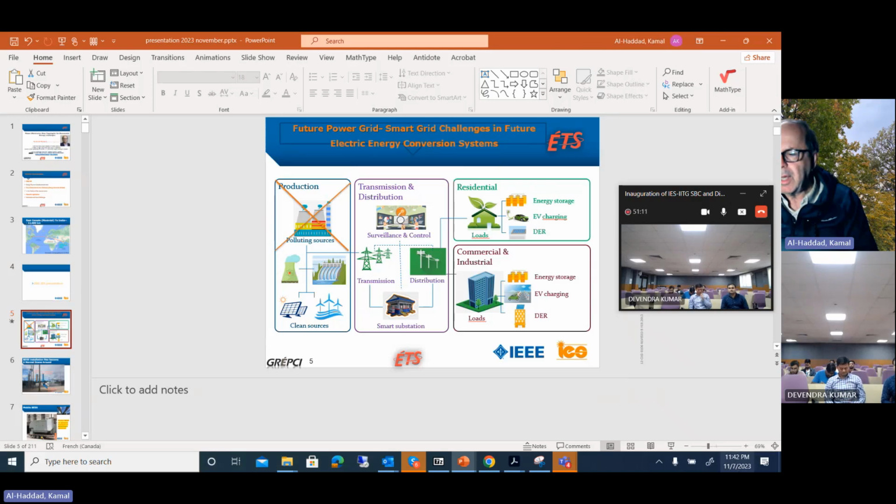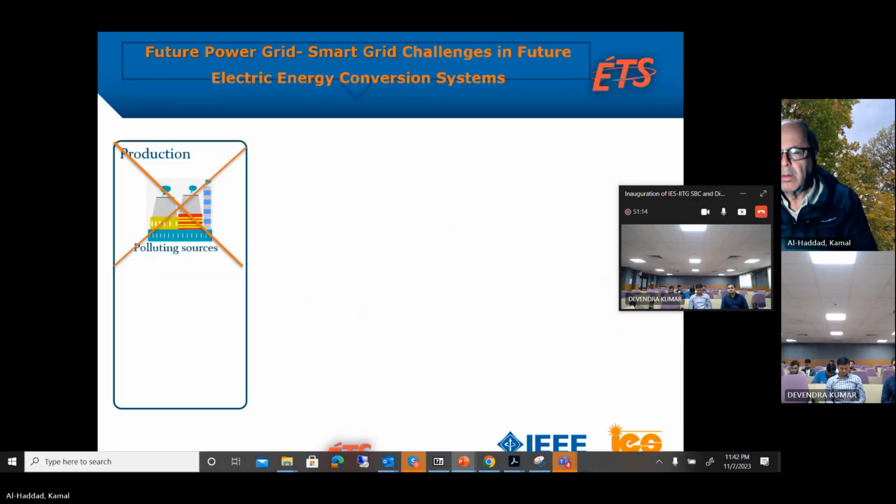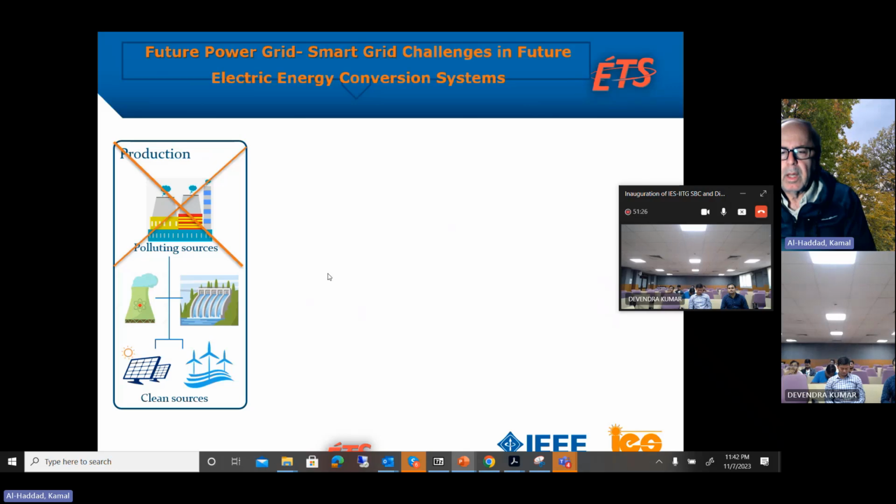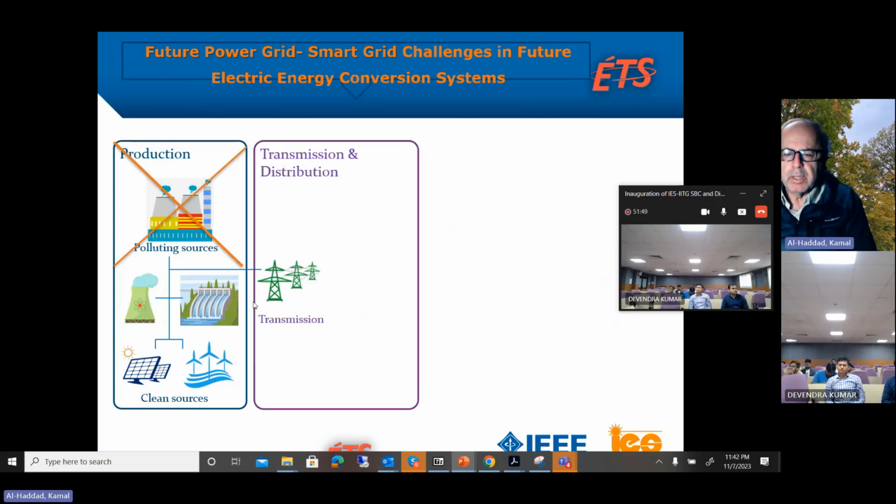So the challenge of producing energy: till now, we have the polluting sources of energy, and we have the classical clean sources of energy that we are producing nowadays for our societies. As you know, you can see here the hydropower. You can see here the wind and solar panels and all the ongoing kinetic energy that is converted into electrical energy.